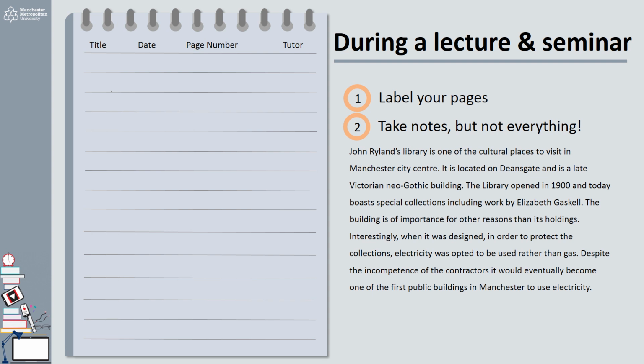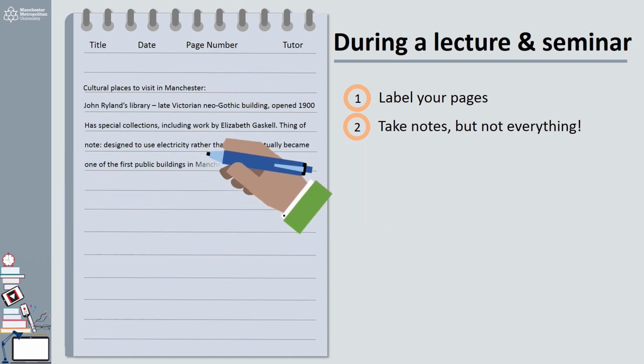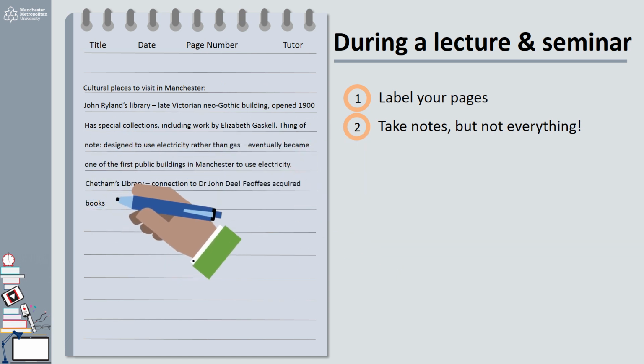Take notes, but don't try to write everything down. For example, there is no point just copying out what is already on the slides. Bullet points can be helpful, and leaving a line between each point. This also means that you can go back and add bits after.